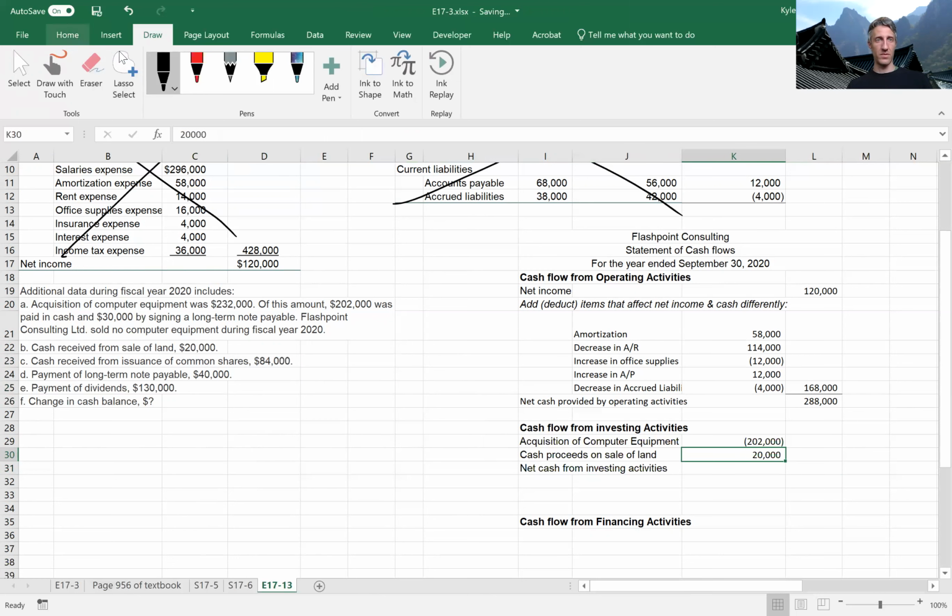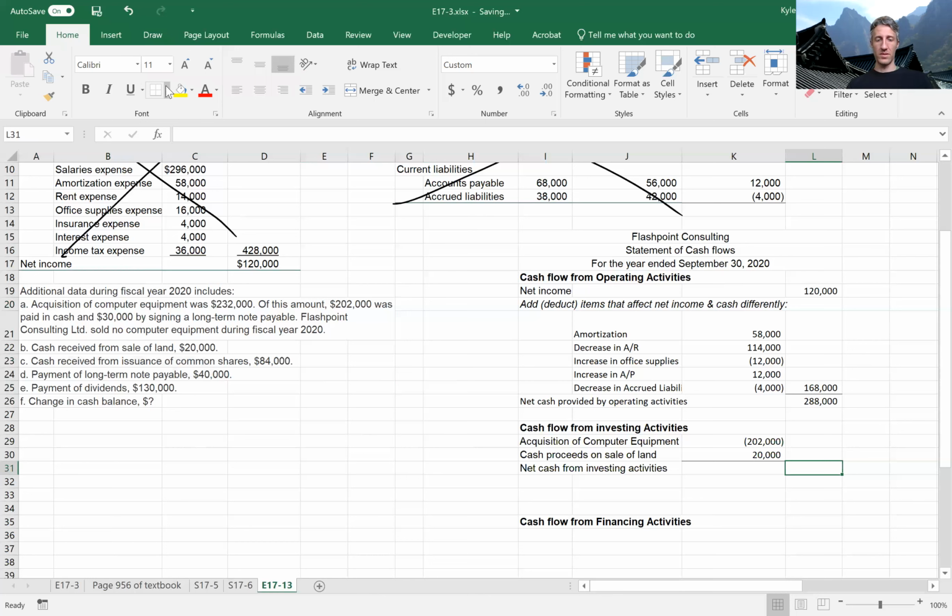And I'll just sum those together. It was a cash outflow overall of $182,000. And I can move this up a bit. And then cash flow from financing.